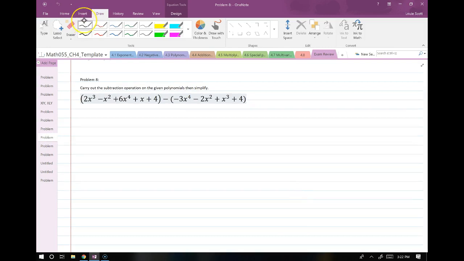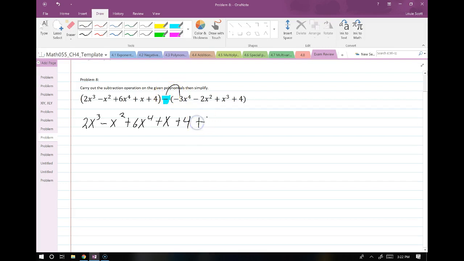Another fun one here. So remember, the only difference between this and the last one is that we have a negative sign in between the parentheses, so we have to distribute that before we add. So everything in this first parenthesis, it doesn't have a negative out front, so it just drops straight down. So I end up with 2x cubed minus x squared plus 6x to the 4th plus x plus 4. Now I start distributing this negative sign in, and it switches the sign of all these terms.